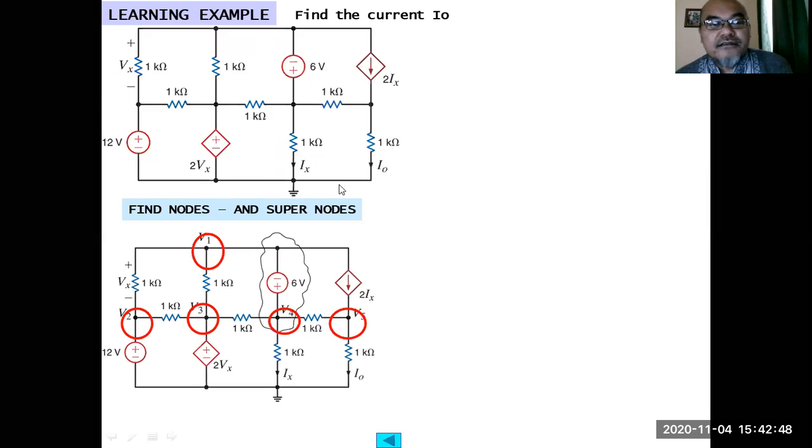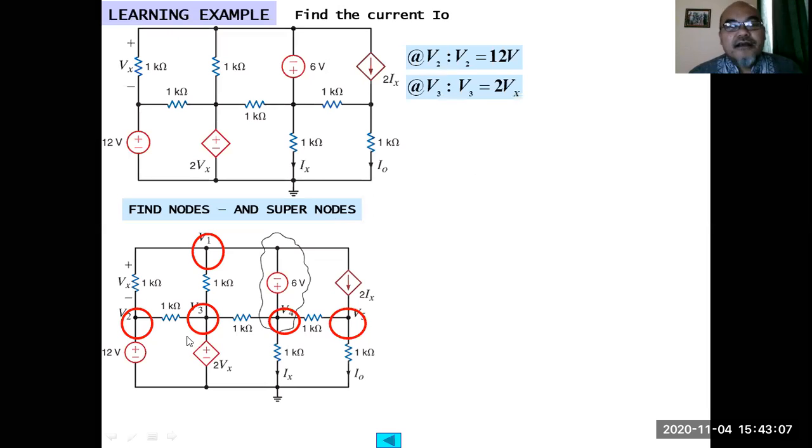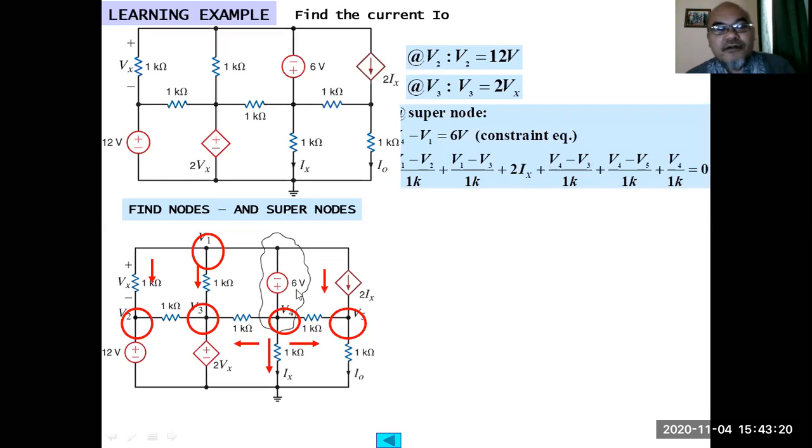So then we can define the nodes and supernodes. The supernodes we can define here, for example, in this independent voltage source. Here, since it is connected to the reference, then there is no need. So immediately, V2 equals 12 volt. At this V3, V3 is also equal to this dependent voltage source, equals 2Vx. Then using the supernode here, we can calculate.